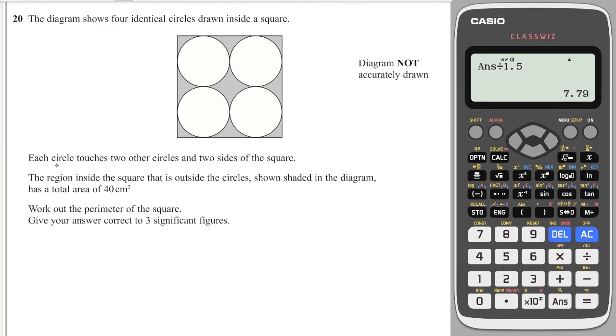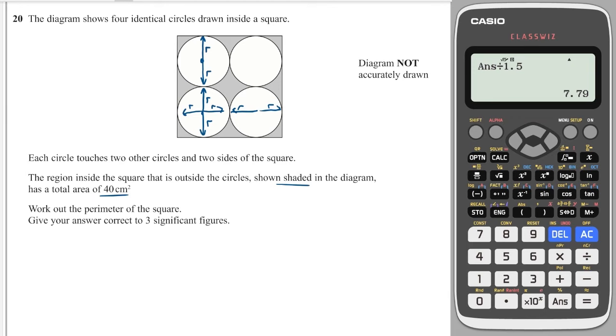Question 20. We can see from the diagram that we've got a shaded region, we've got these circles that just touch the square, and we're told that the shaded region has an area of 40. So let's put some notation here. Let's call this r, that's the radius. And if we come down here, this will also be r, this will be r, and this will also be r. And it'll be the same going across as well. That will be r, that will be r, and we'll have an r here and an r here.